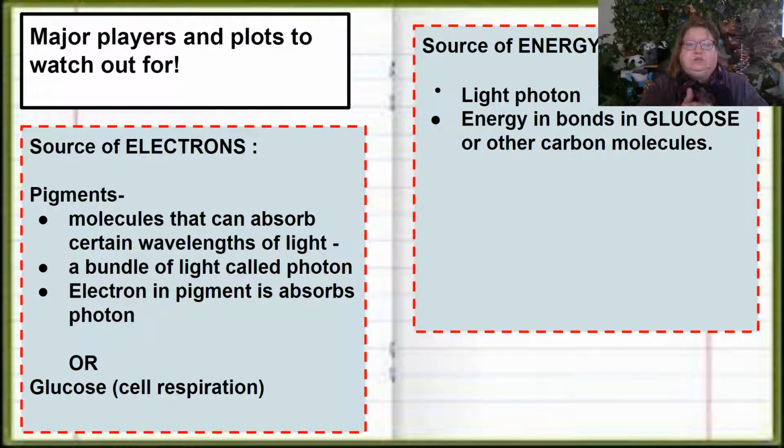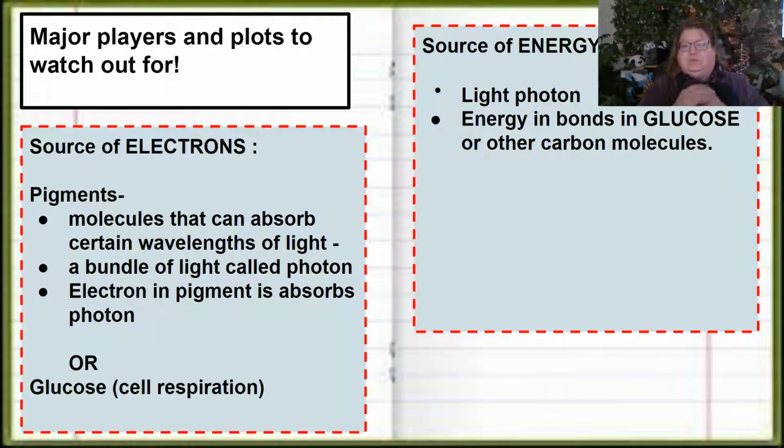Since we're talking about electrons, what are the sources of electrons? Where are they coming from? Well, one of the sources of electrons that we're going to notice would be pigments. Pigment molecules like chlorophyll, or the one that we're going to look at first, bacteriorhodopsin, have electrons that are able to absorb a light wavelength. And we're going to use photon as the term for that little bundle of energy. And the electron in the pigments would absorb that photon.